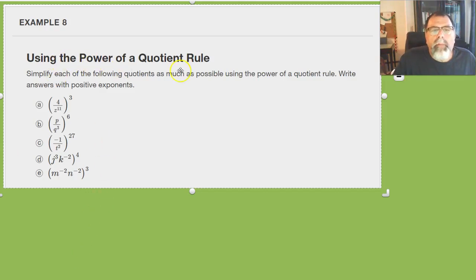Example 8, using the power of a quotient rule, simplify each of the following quotients as much as possible using the power of quotient rule. Write answers with positive exponents.